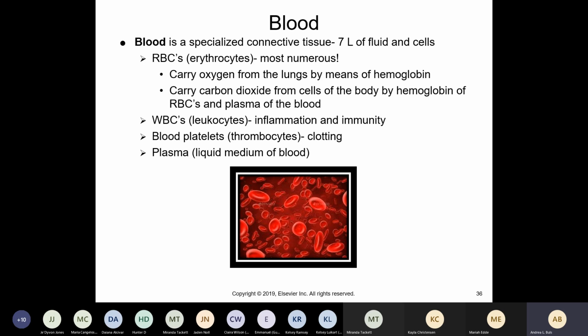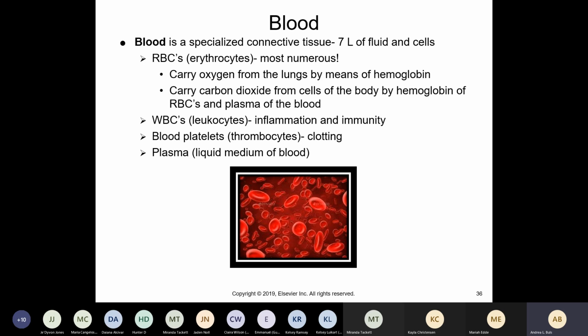Blood is a specialized connective tissue. 7 liters of fluid and cells make up blood in a human body. The red blood cells, also called erythrocytes, are the most numerous that we have in our body. They are in charge of carrying oxygen from the lungs through our hemoglobin. They also carry carbon dioxide from cells of the body by hemoglobin of the red blood cells and plasma of the blood.